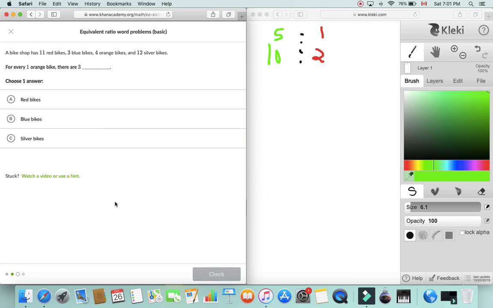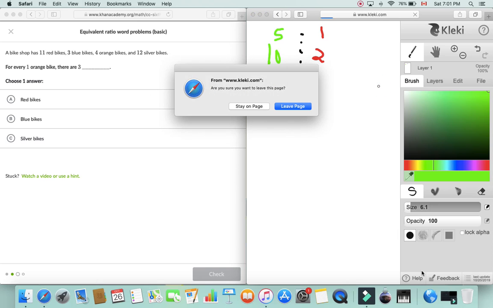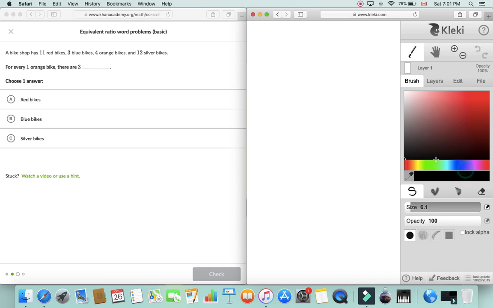A bike shop has 11 red bikes. Okay. 11. How many blue bikes? 3. How many orange bikes? Orange is so hard. 4. How many silver bikes? Gray is much better.